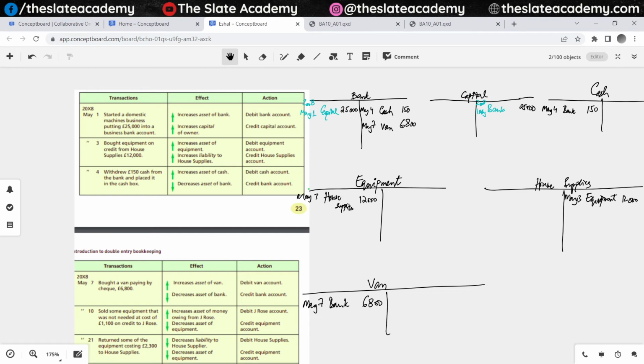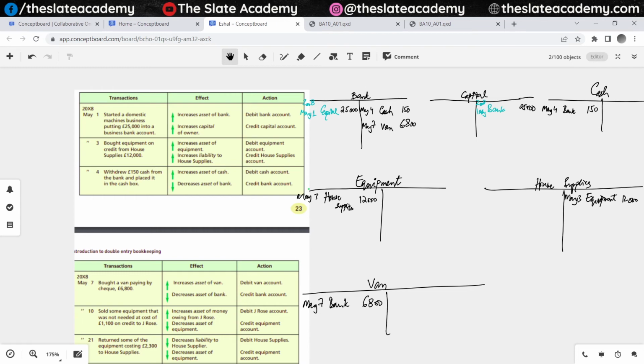Some of the equipment that I bought for 12,000, I felt I didn't need. So I sold some equipment that was not needed at cost, 1,100, and we sold it on credit. How would this one be accounted for? The asset of equipment is decreasing. Decrease in asset, we credit this account. And do we get cash or bank against it? No, we sell it to the person on credit.